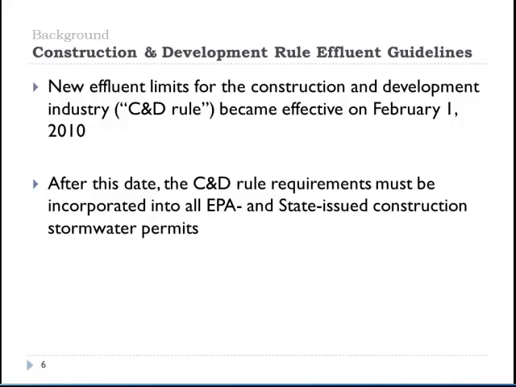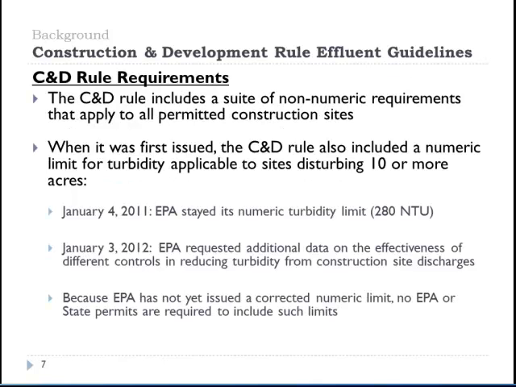Recently, in February 2010, EPA finalized a set of effluent limits for the construction and development industry, referred to as the C&D rule. These rules became effective February 1st, 2010, and after this date, any EPA or state-issued construction stormwater permit will need to incorporate those C&D rule requirements. And so I think from an overview standpoint, it's useful to go into a little bit of detail on what the C&D rule is.